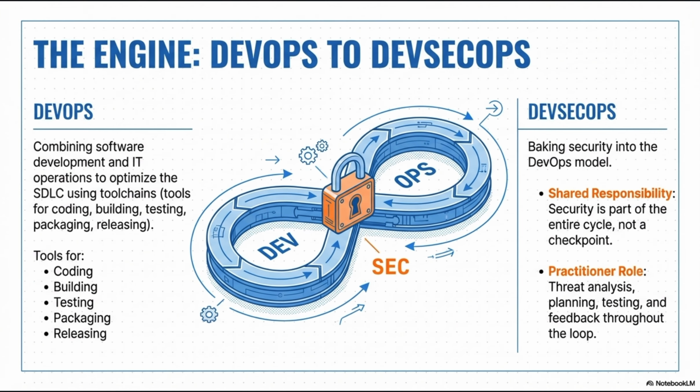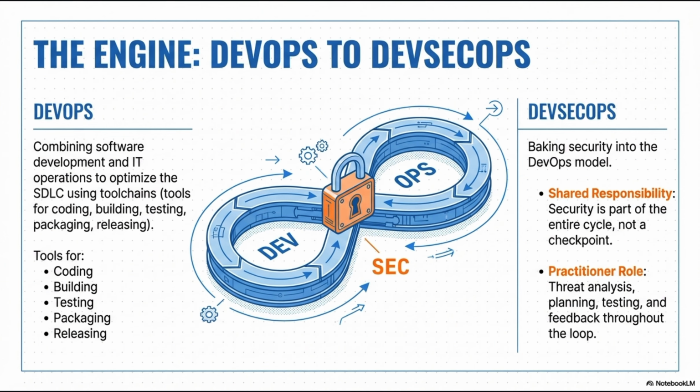Now, the engine of this is DevOps to DevSecOps. So DevOps is just software development and IT operations to optimize the SDLC using tool chains, that is, tools for coding, building, testing, packaging, and releasing. Whereas DevSecOps is where you integrate security into DevOps, so that you understand better that security is a shared responsibility and you have to keep it in mind throughout the entire cycle, not just something you do at the end.